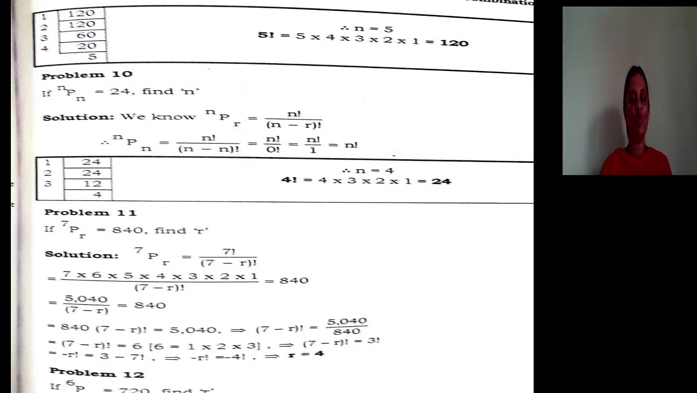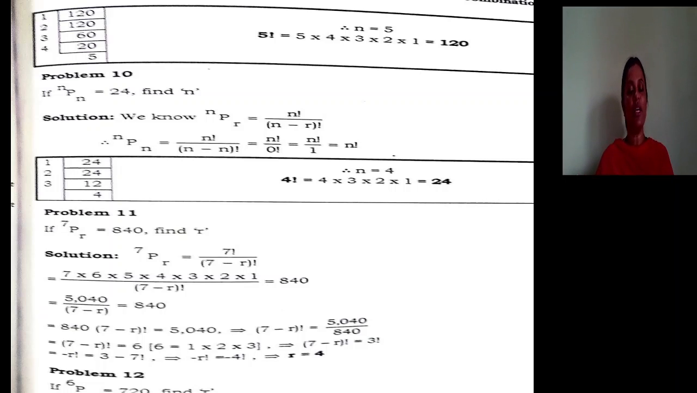So if nPn is 24, find n. We are assuming r as n, so n factorial divided by (n minus n) factorial, divided by 0 factorial, so n factorial divided by 1 is n factorial. 24, you should start dividing it by 1, 1 times 24 is 24. Again the 24 should be divided by 2, 2 times 12 is 24. The 12 should be divided by 3, 3 times 4 is 12. We should stop here. 4 into 3 into 2 into 1 is 24, so n is equal to 4.